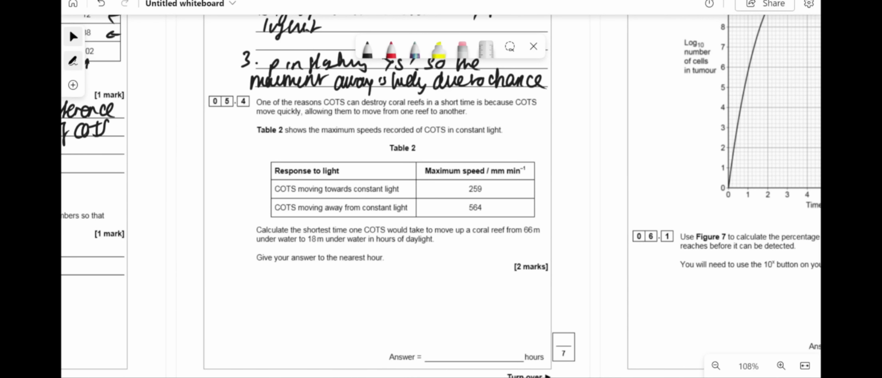So one of the reasons carps can destroy coral reefs in a short amount of time is because they move quickly, allowing them to move from one reef to another. Table 2 shows the maximum speeds recorded of carps in constant light. So calculate the shortest time a carp would take to move up a coral reef from 66 meters underwater to 18 meters in hours of daylight. So again, if you can't do a calculation, just leave it.